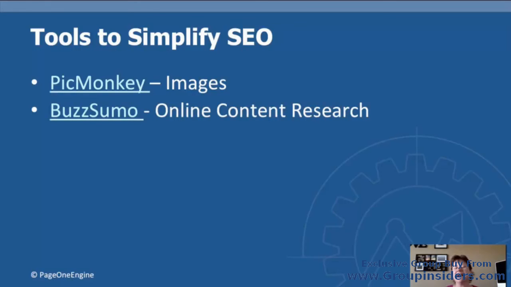BuzzSumo is an online content research tool. If you don't know what to write about, if you need to find out what's hot or what's not in content, go out to BuzzSumo. You can see there's quite a lot of tools out there for that.